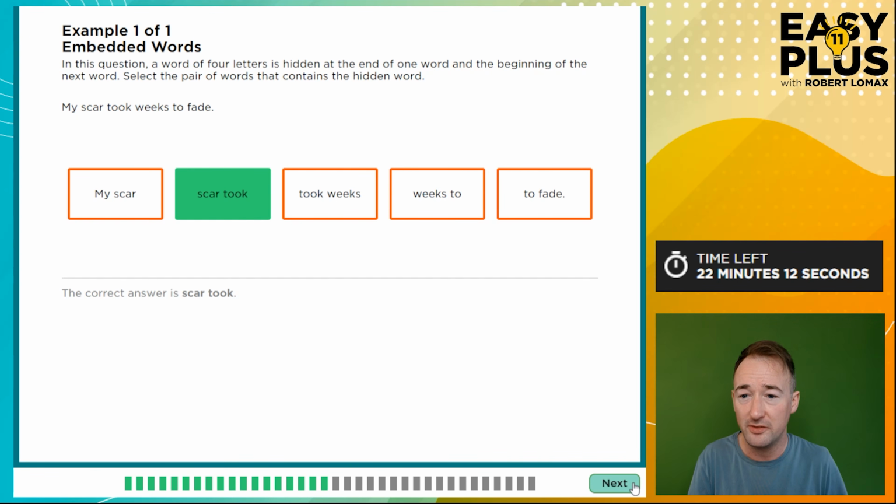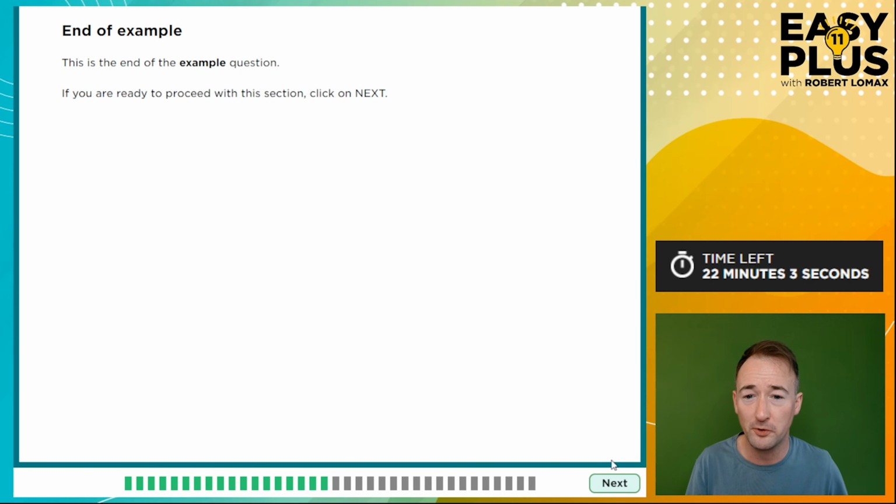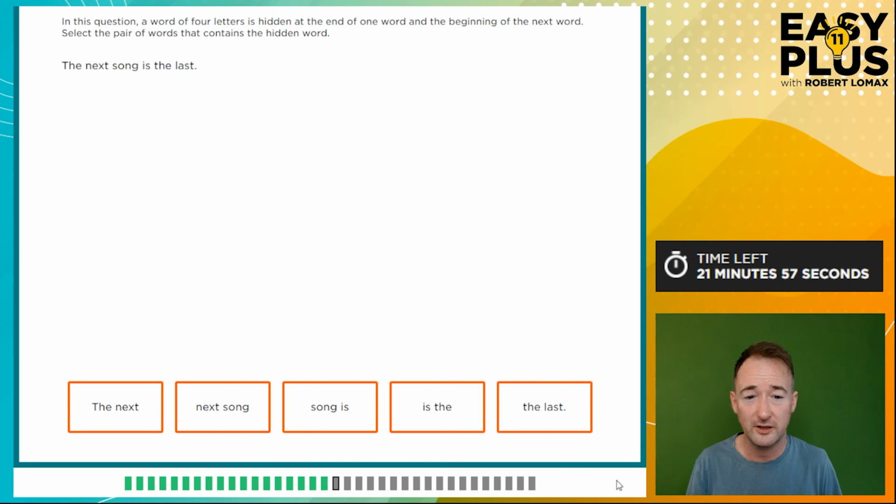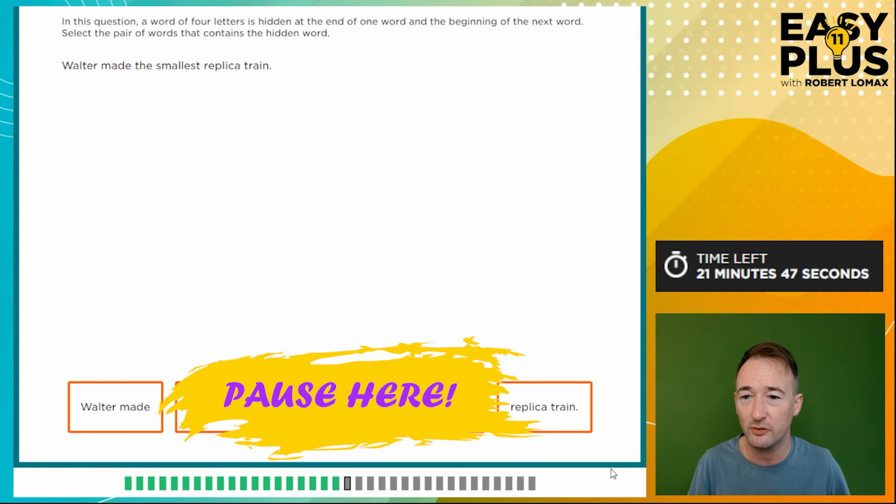Okay? In this one, it is cart. My scar took has cart hidden in it. Now, there's a simple technique for these if you don't spot the answer immediately. So here we go from the left. Take the last 3 letters of the first word and the first letter of the next word. Then. Oh look, then. We found it already. So we can select that and move on. And we pocketed some spare time.